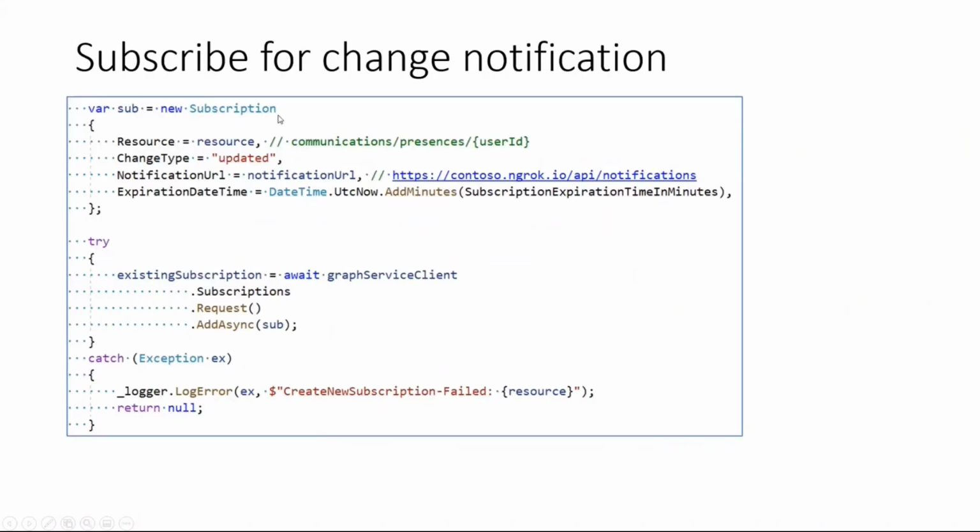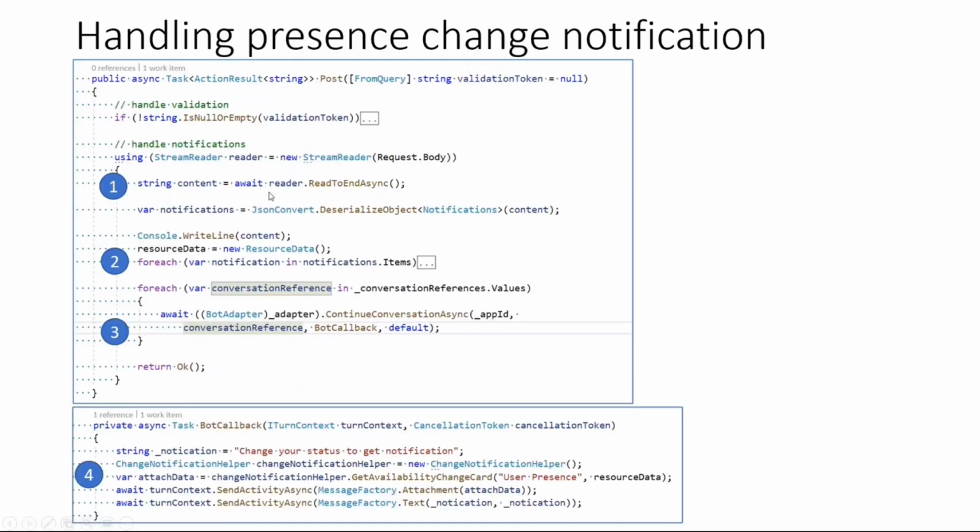Next part is the actual subscription part. So we are creating a subscription for communication/presence/user ID. This is listening for the current user's presence and the change type is updated. Point to note here is we specify the ngrok endpoint where the changes would be notified and we request for this subscription.